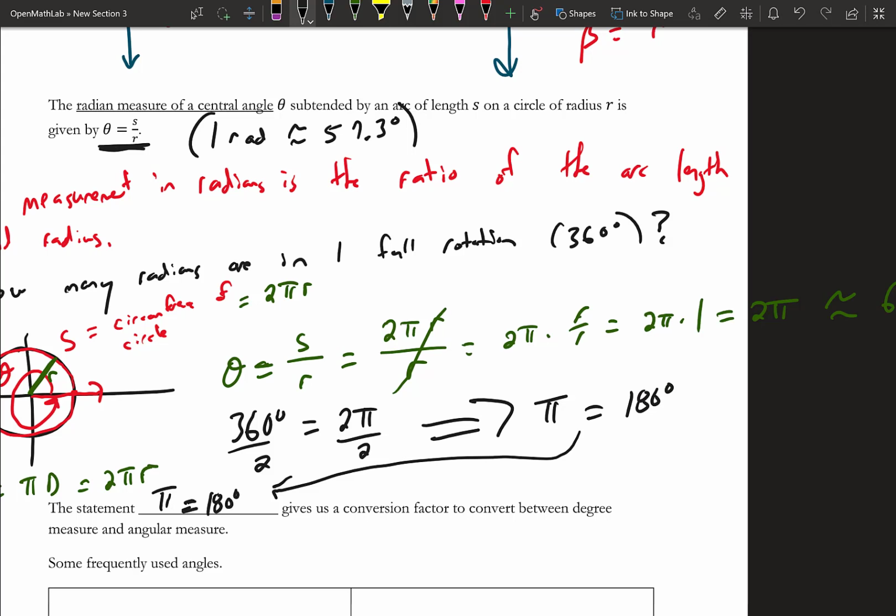The statement pi equals 180 degrees gives us a conversion factor to convert between degree measure and angular measure. It's a little easier since both sides are multiples of 2, so we can just divide both sides by 2 and make this simpler. This is a common statement that we'll use to convert, just like 12 inches is equal to 1 foot.